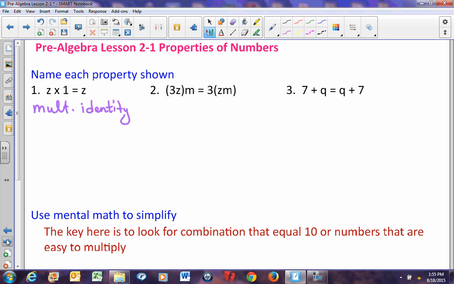Number 2, 3 times the quantity z times m, or the quantity 3 times z, times m. Notice what was in the parentheses changed. The order stayed the same. You had 3, then z, then m. You still have 3, then z, then m. The difference was what was in the parentheses changed. So if it's only what's within the parentheses that changed, it's the associative property, and it happens to be the associative property of multiplication because we're multiplying versus adding.